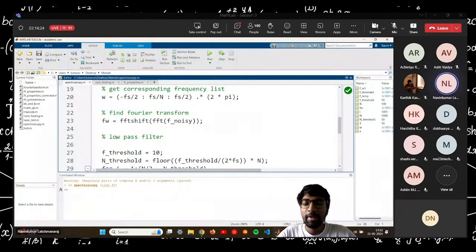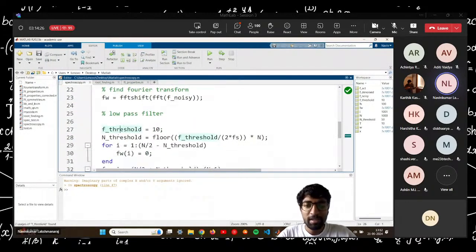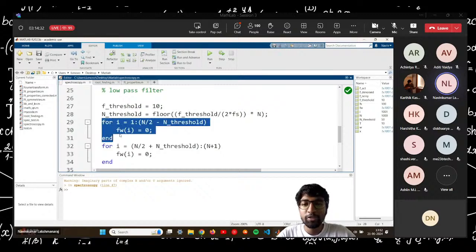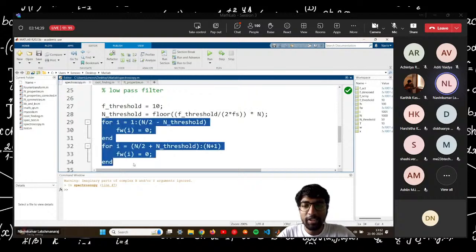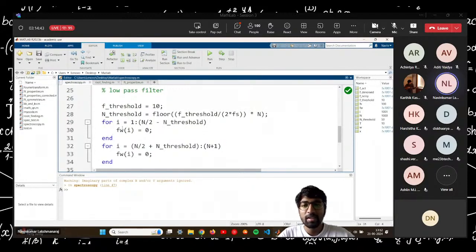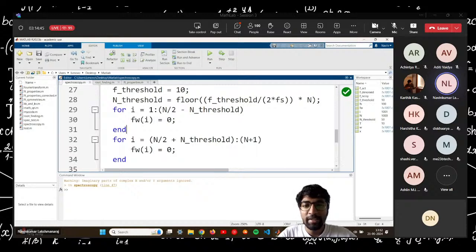Now I perform a low pass filter. What do I do? I set a threshold. Here I have arbitrarily taken it to be 10 hertz, and I write a for loop. For all the frequencies that lie between 0 and 10 hertz, I set the amplitude to be 0. Now, you'd also see that instead of doing this from 0 to 10, I'm doing it for 10 frequencies from the middle of the representation.